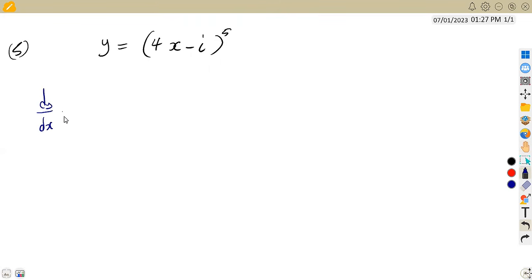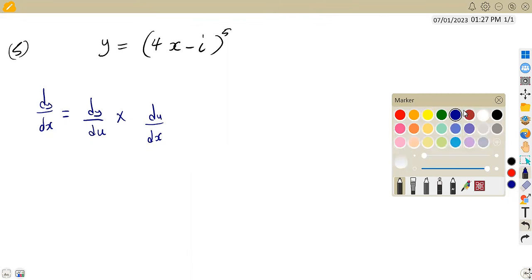So you can have different types, and don't panic with the terms that you're given. Some of us just panic because of the given terms. Like this one, we are given y is equal to (4x minus i) to the exponent of 5, and you're asked to apply the chain rule or the function of a function to find the derivative. So we simply have our formula first, that the derivative of y with respect to x must give us the derivative of y with respect to u times the derivative of u with respect to x.